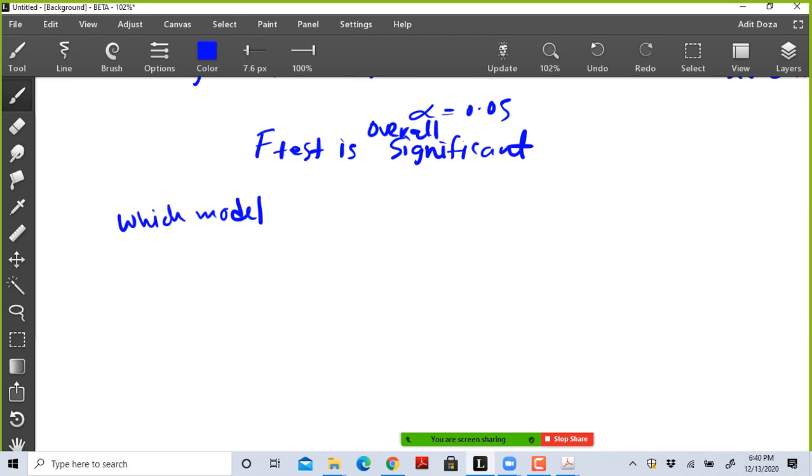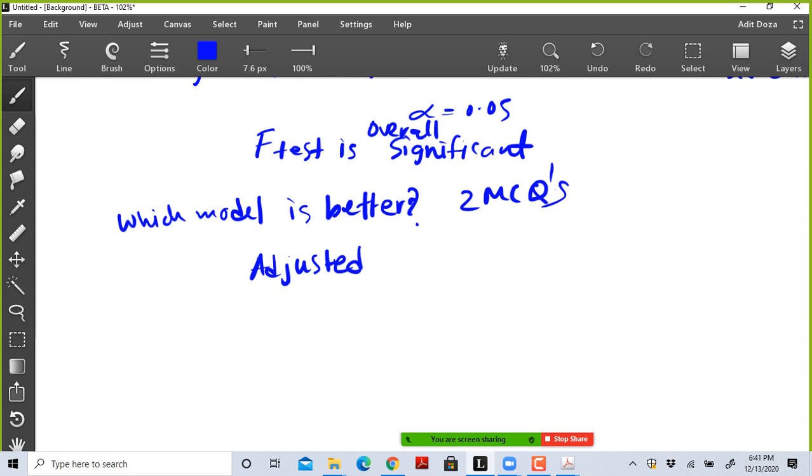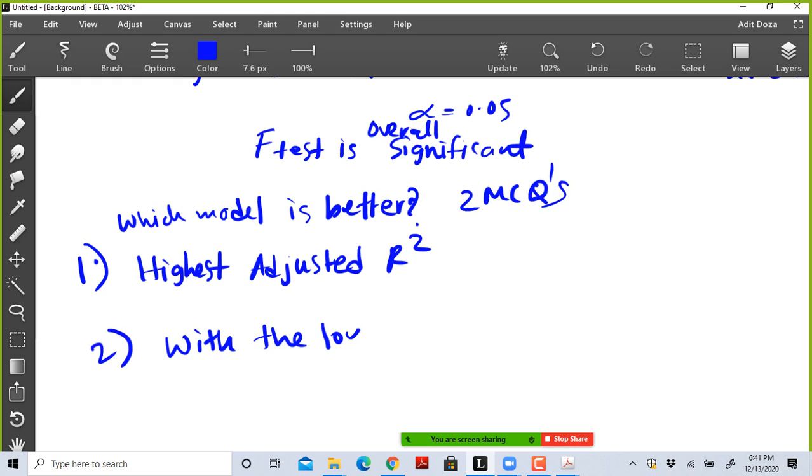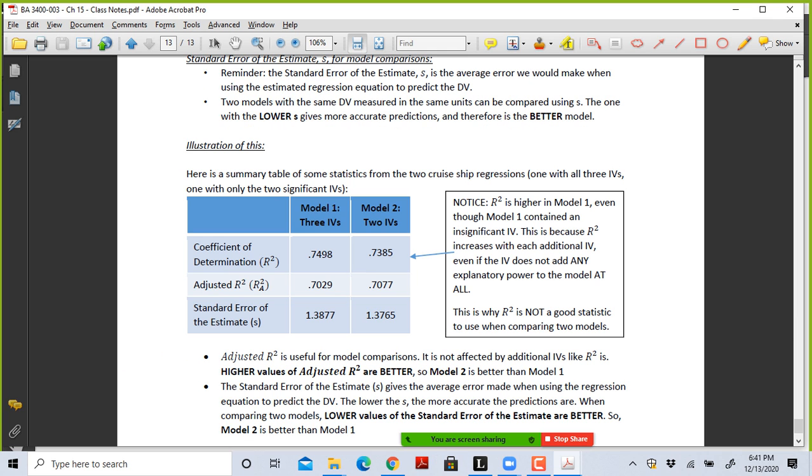There will be two multiple choice questions based on this. In one example, we choose the model with the highest adjusted R square, or with the lowest standard error. Okay, so in this case, which one is better? Model 2 is better, right? Because for model 2, the adjusted R square is larger. Even though the original R square for model 1 was better, model 2 has a higher adjusted R square. Also, model 2 has a lower standard error, right? So that's why we choose model 2.